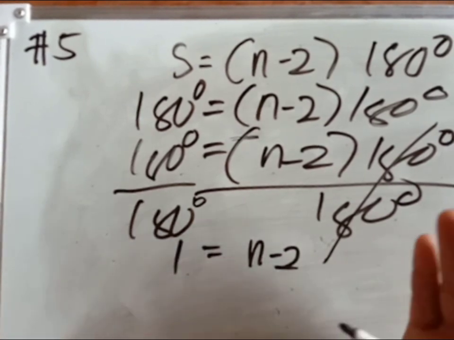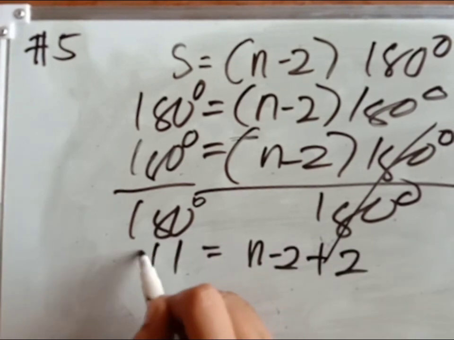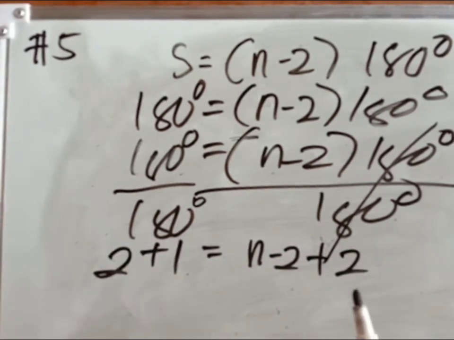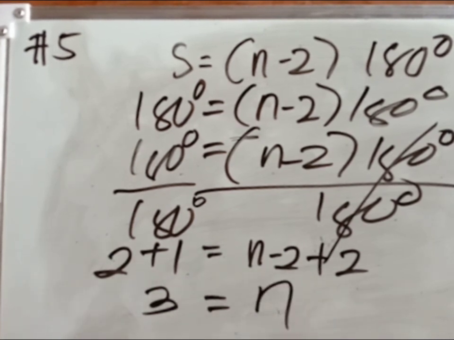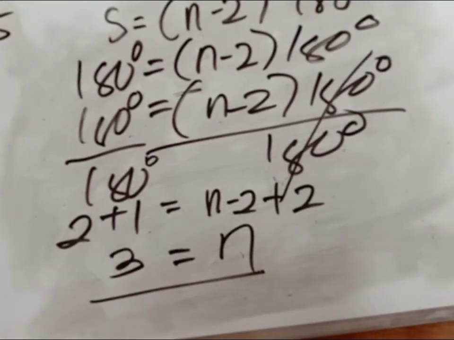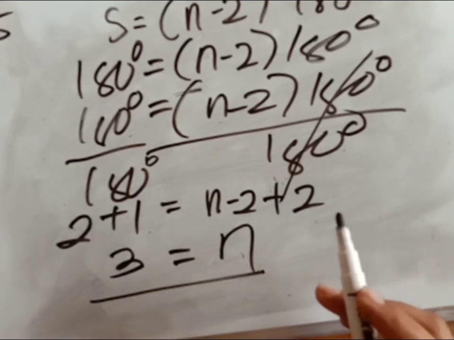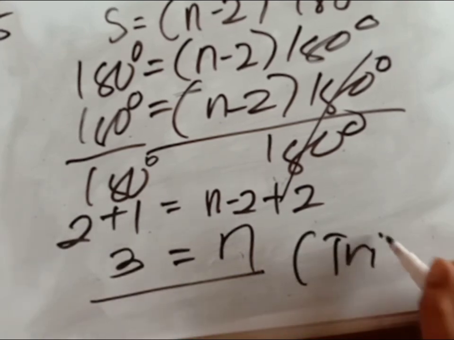So by applying the addition property of equality, plus 2, plus 2. So 2 plus 1 is equal to 3. And n minus 2 plus 2 is equal to n. Therefore, a polygon is 3-sided if the sum of the interior angles is 180 degrees. So, the polygon that has 3 sides is a triangle.